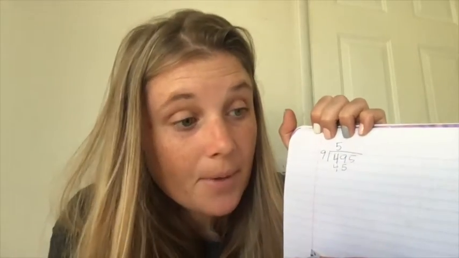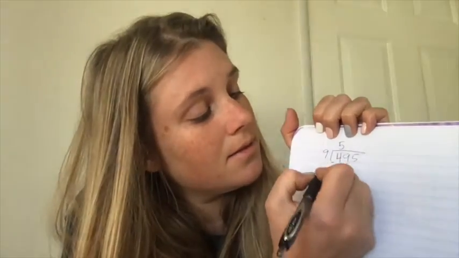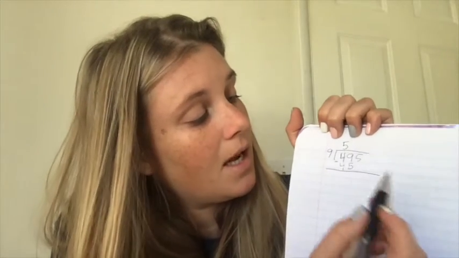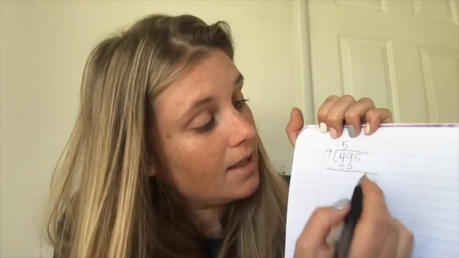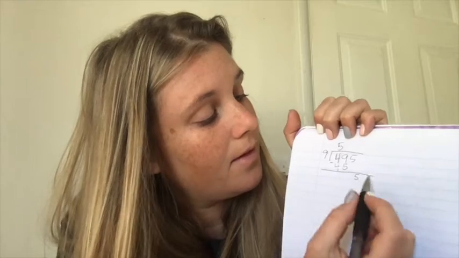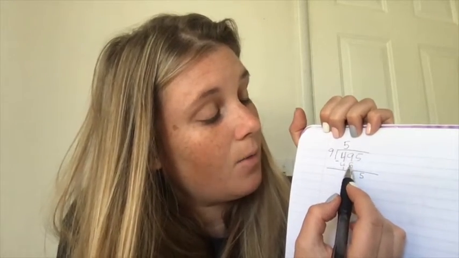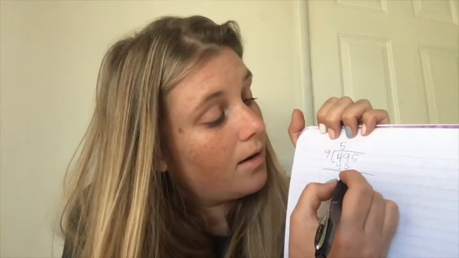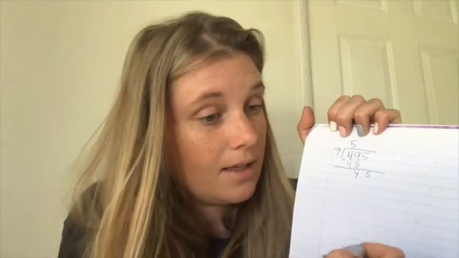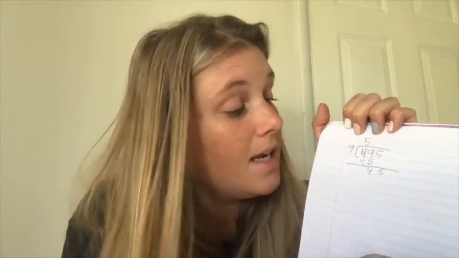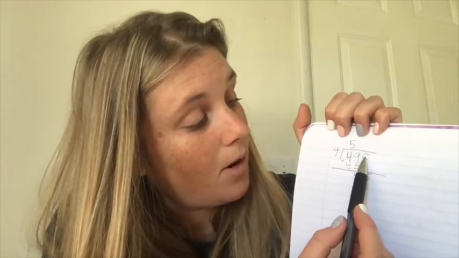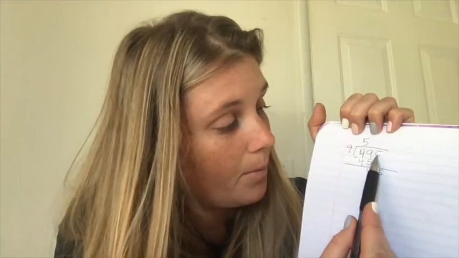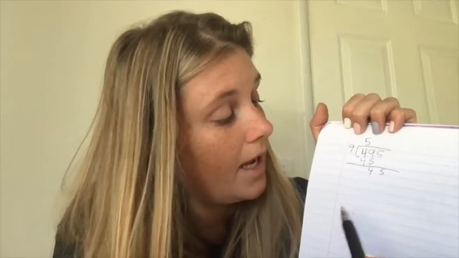What's our next step? Subtract. 5 take away nothing is 5. 9 take away 5 is 4. And then that's nothing. Okay? The next step is bring down. We brought our 5 down.